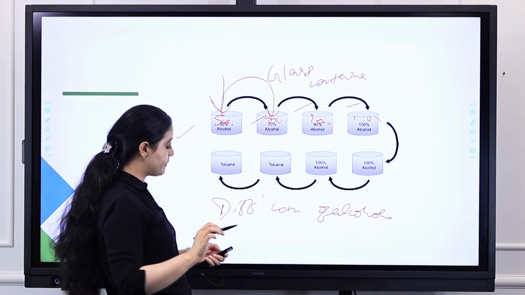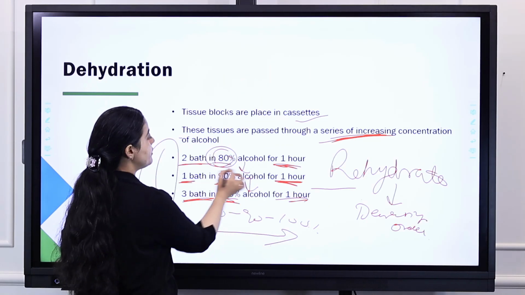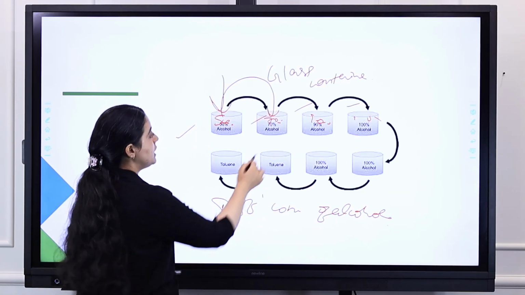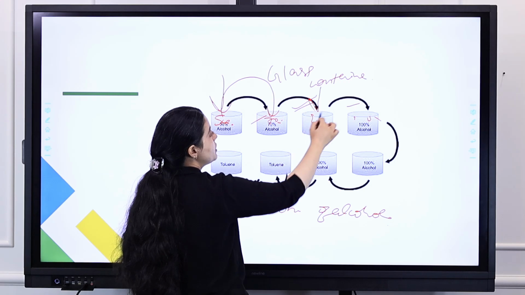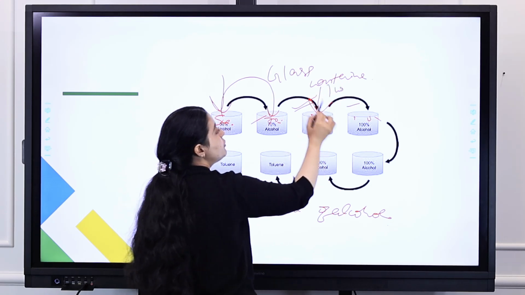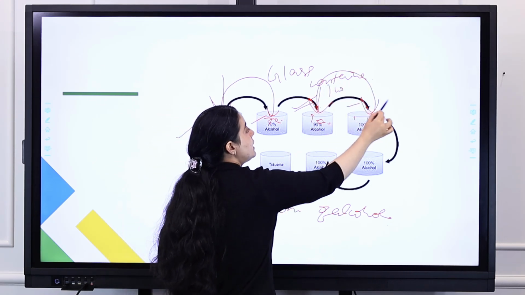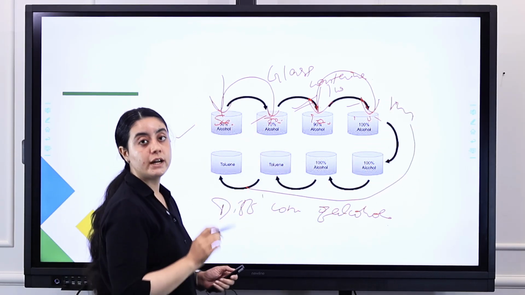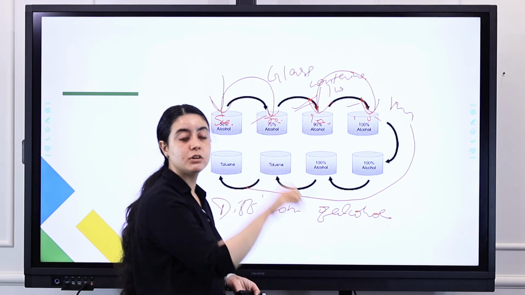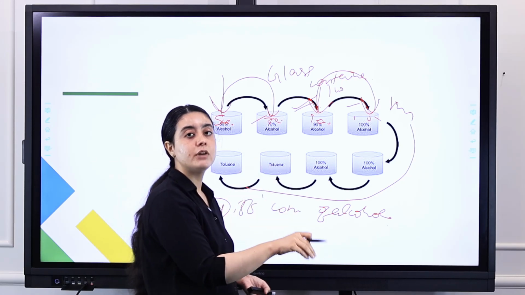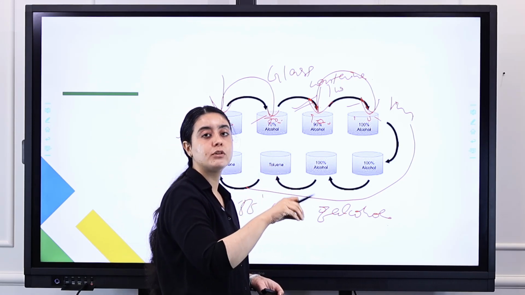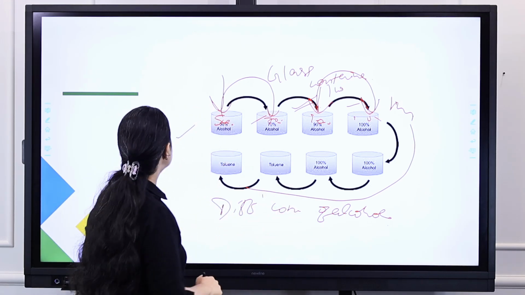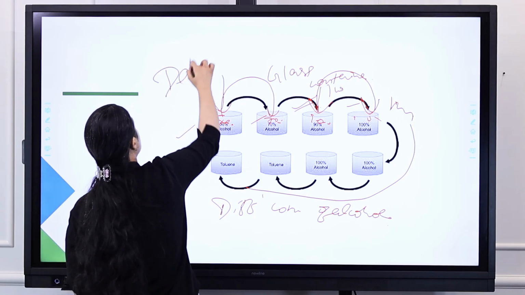Whatever the necessary timings are, like when we have to put in 90% alcohol for 1 hour. Suppose this is the 90% alcohol, you have to put your slides here for 1 hour, then you have to remove the slides and put them into this container for another 1 hour, and so on, right? So this cycle goes on. You first put your slides into the first container for the necessary time, then remove your slides, then again put them into the next container for the necessary timings, right? So this is how you have done with your dehydration.